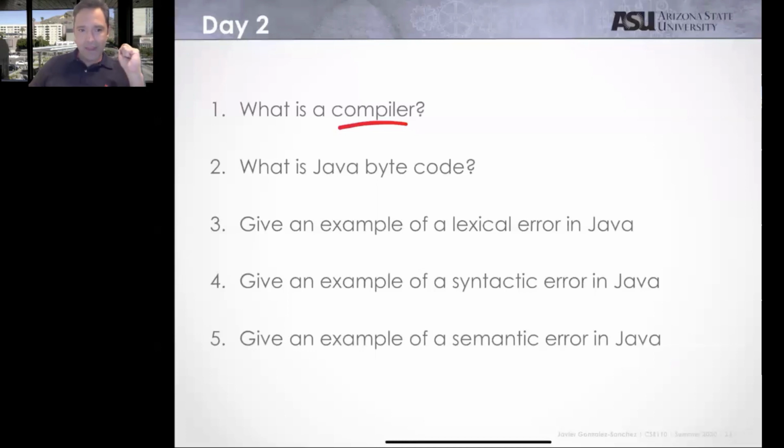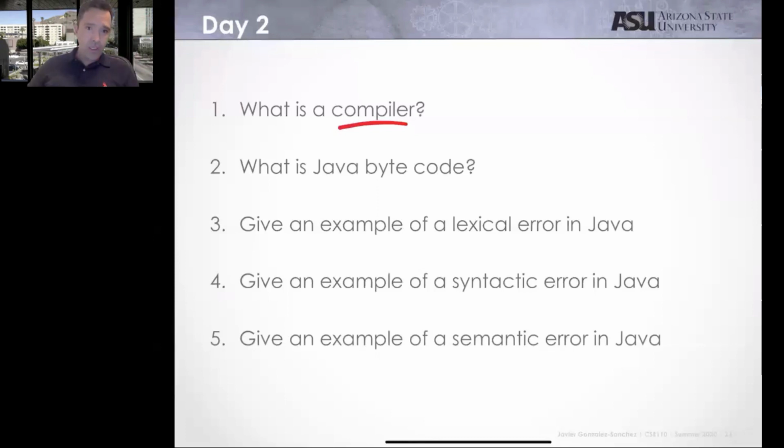Now, translate what? I would like you to remember a compiler translates high-level languages to low-level languages. High-level to low-level, that is a compiler. Yes, when you mention that it translates Java to bytecode, you are correct, but you are giving me the definition of the compiler for Java. Java to bytecode.